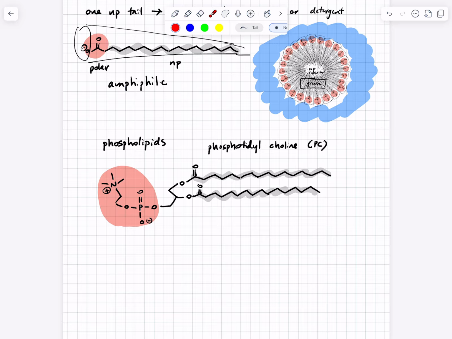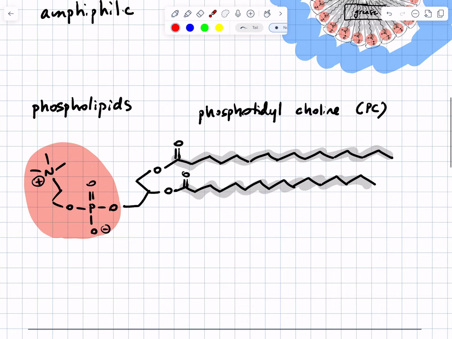Eggs are a part of baking, right? Especially cookies, cake. The reason you use an egg is because in addition to being rich in proteins and cholesterol, eggs have lots of phospholipids in them, and this is one of them, phosphatidylcholine.